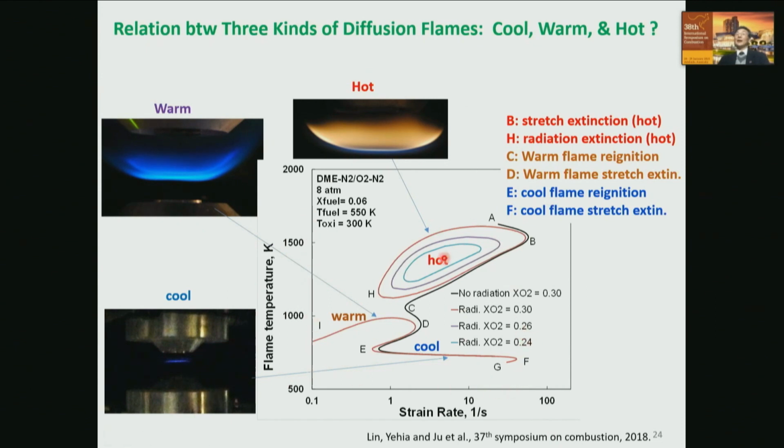You can see that the hot flame only exists at high temperature and is bounded by a stretch extinction limit and radiation extinction limit. Below this, you have a warm flame and a cool flame. This diagram shows that if the flame is radiatively extinguished, it can move to a warm flame and then drop to a cool flame. You have a smooth transition between three flame regimes.